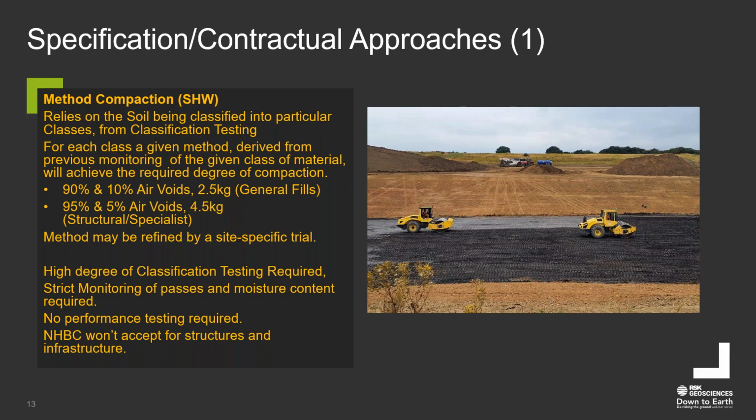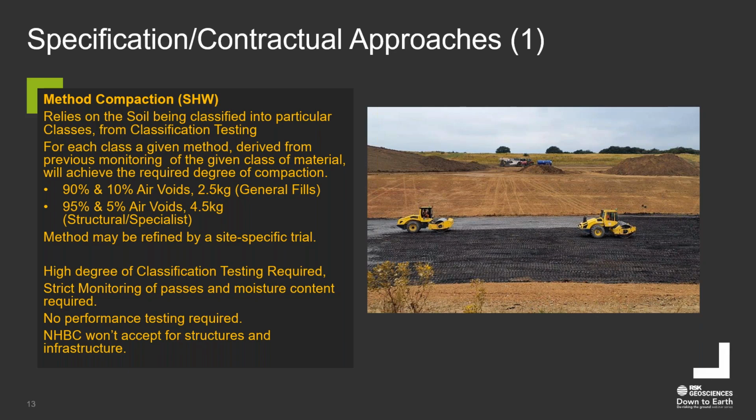where you have a given weight of roller, you apply the material in a given thickness, and you apply a number of passes of that weight of roller to the material. It has been established from previous experience and monitoring that this will achieve the required degree of compaction. This approach is taken in probably the most widely used earthwork specification in the UK, the Specification for Highway Works, Series 600.